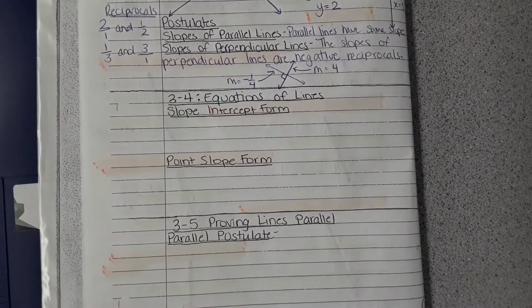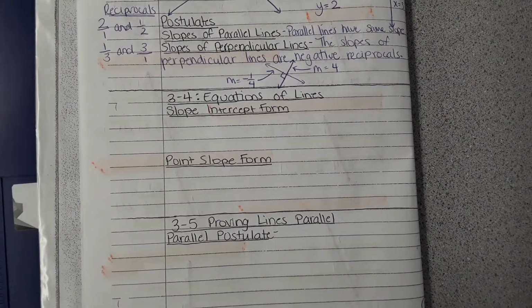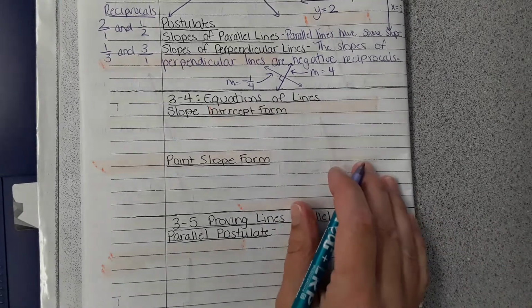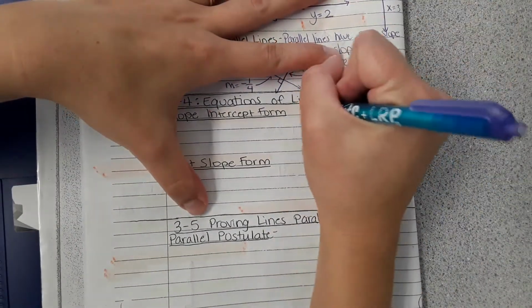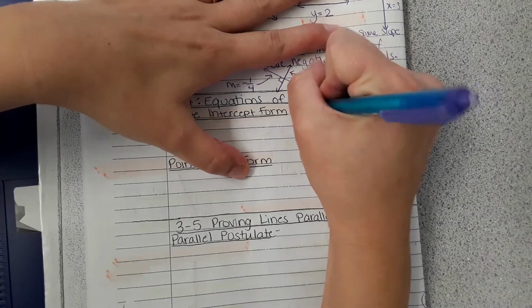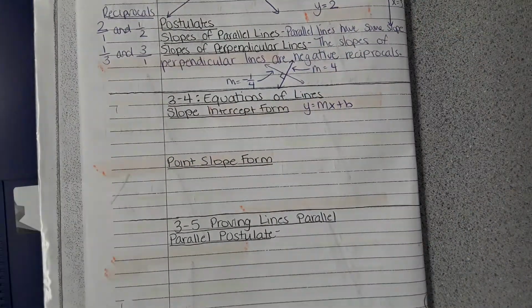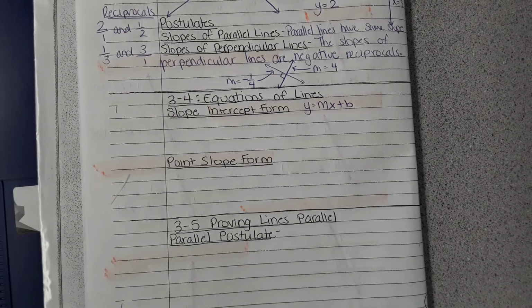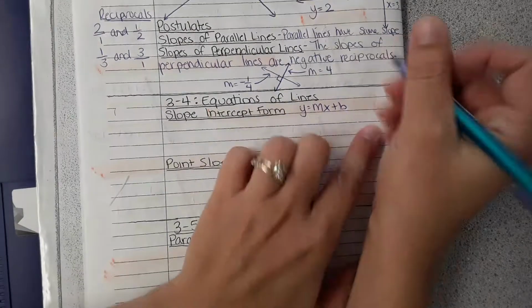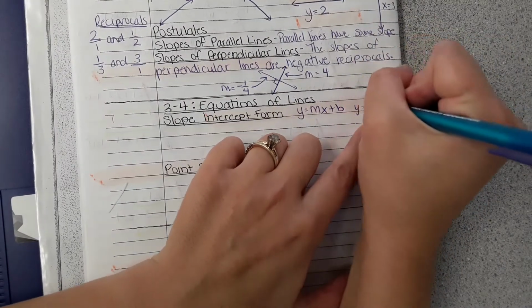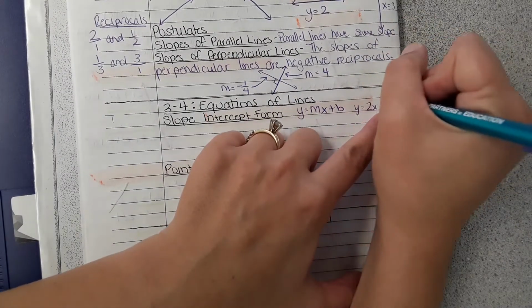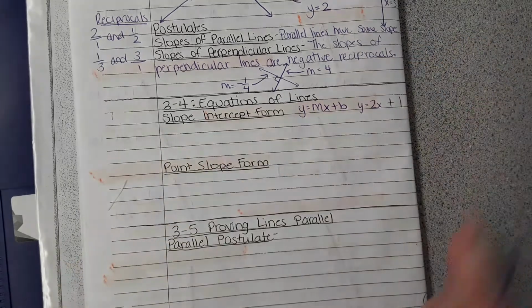Okay, so starting with slope-intercept form, this is the equation you're probably most familiar with from algebra, and that is y equals mx plus b. With numbers in it, it looks like this: y equals 2x plus 1.